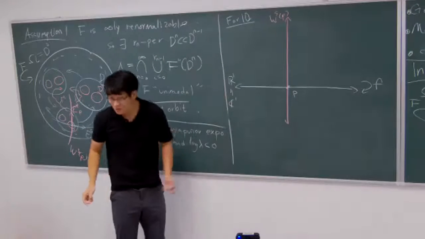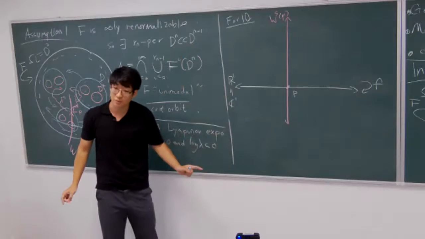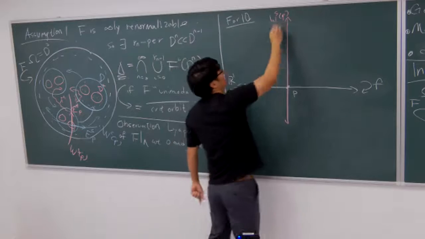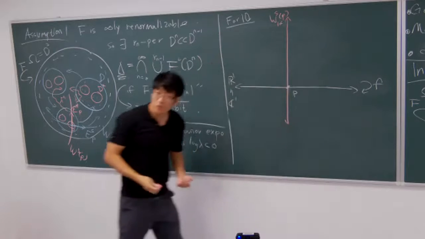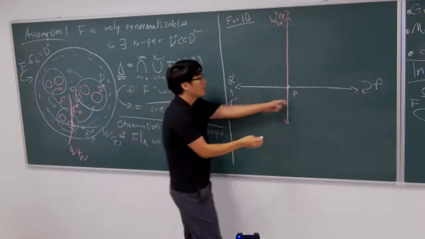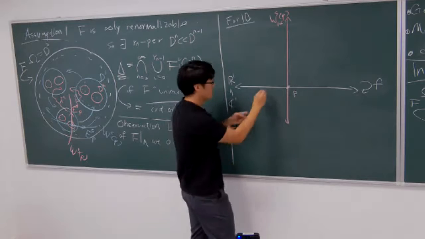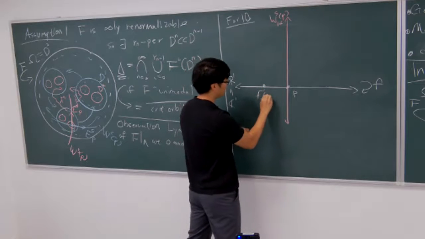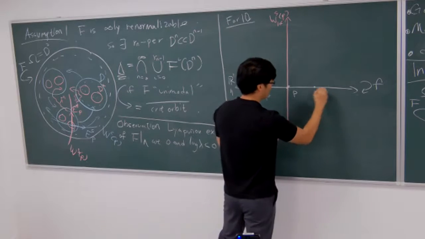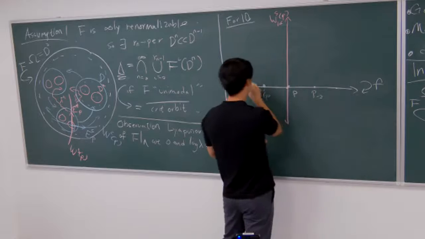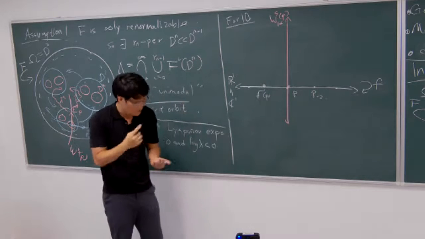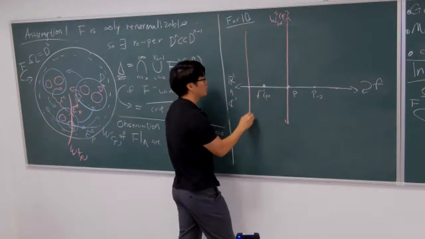Actually, that's not exactly true. It's not the stable manifold, it's the local stable manifold, this vertical line. If you want the full stable manifold, then you should take all pre-images of P under F. So F inverse of P, F^-2 of P, and so on. You take all pre-images of P under F, and you draw a vertical line through all of them.